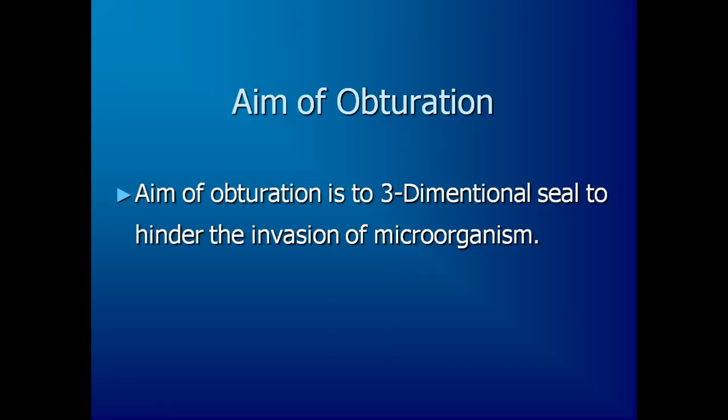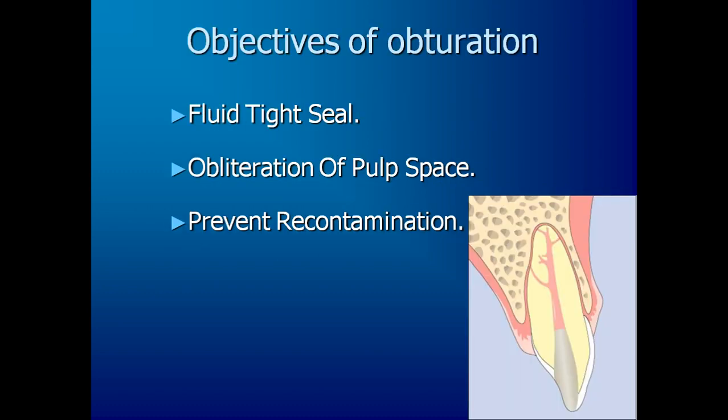The main aim should be to obtain a three-dimensional seal to avoid the re-entry of microorganisms. That is, we should always see that after we finish the obturation of the root canal, the main aim or the objective should be to obtain a fluid tight seal.